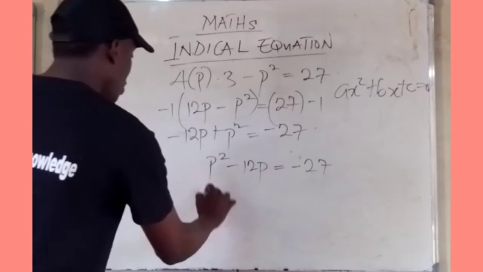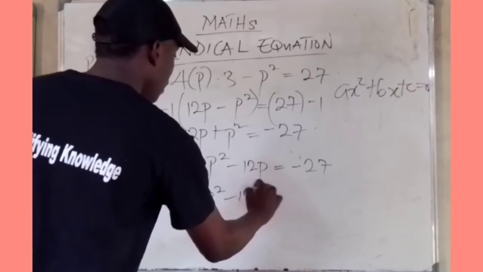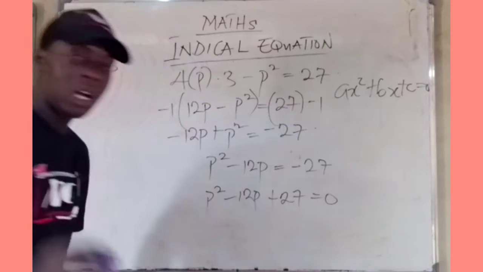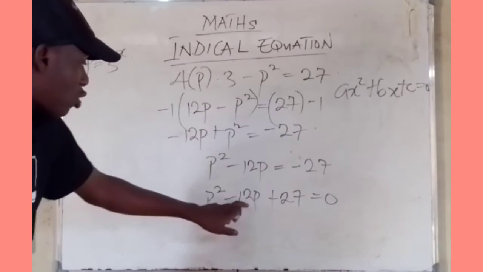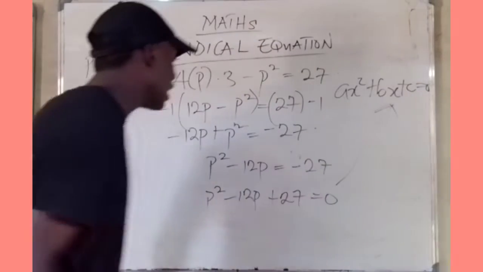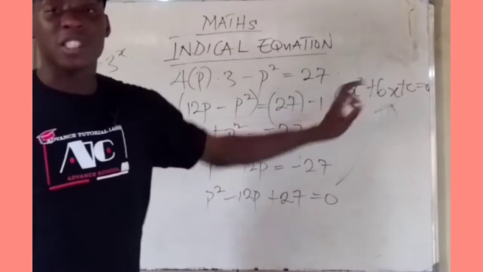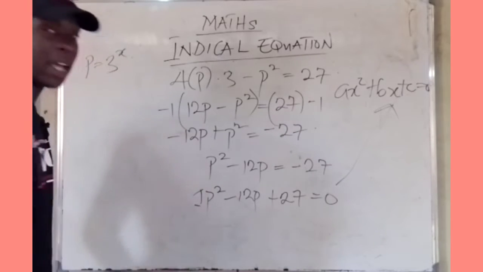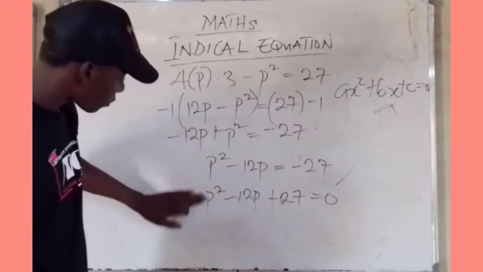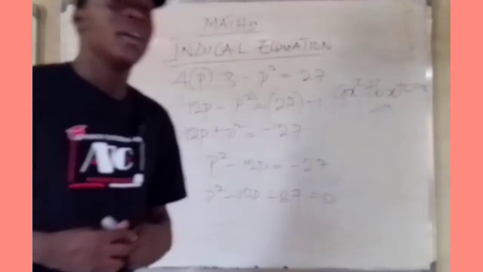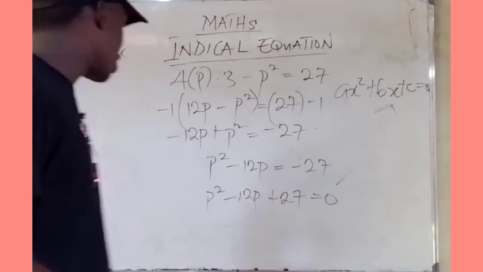So this is p squared minus 12p plus 27 equals 0. You can agree with me that p squared minus 12p plus 27 is the same thing as this. Just that the variable is p squared and here it is x squared. So there's no difference. And here is 1, okay? This has a coefficient of 1. So I'm going to solve this using the factorization method of solving quadratic equations.